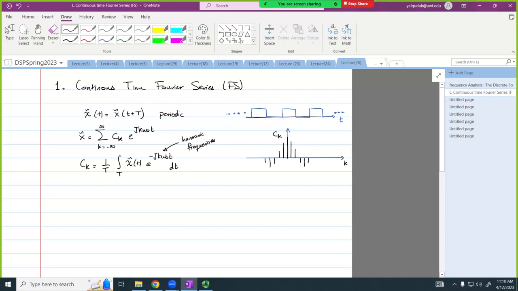So when k is 1, omega 0 is the first harmonic. When k is 2, second harmonic. K is 3, third harmonic, and so on and so forth. And omega 0 is equal to 2 pi divided by T, where T is the period of the signal. So from here to here is T.